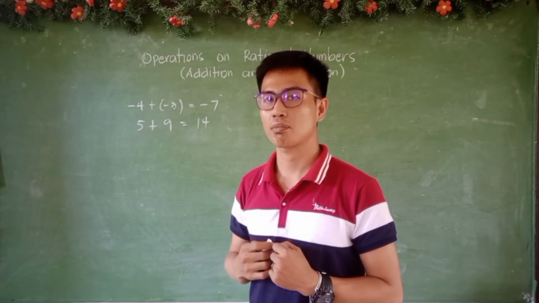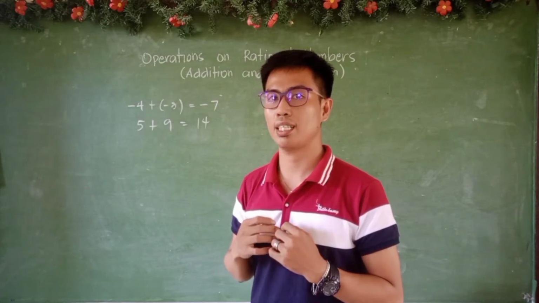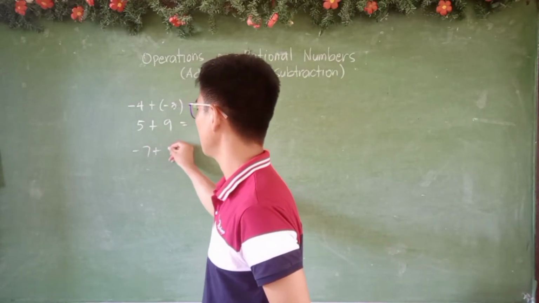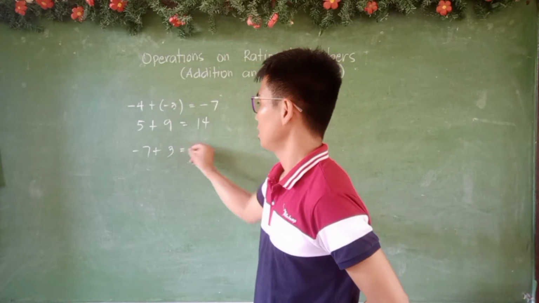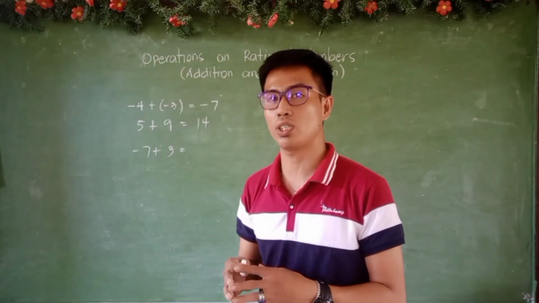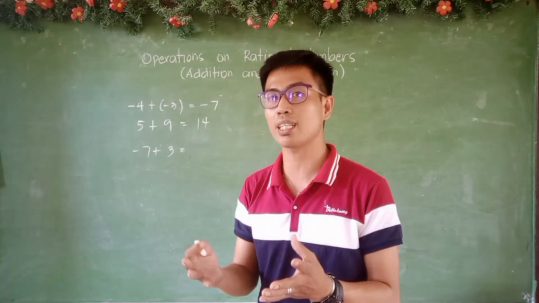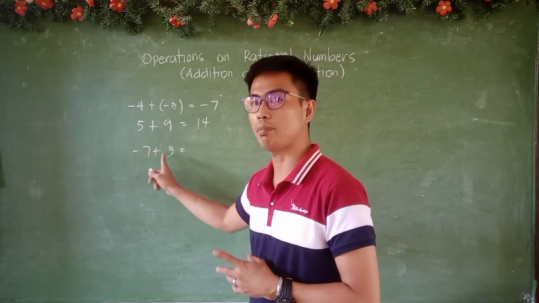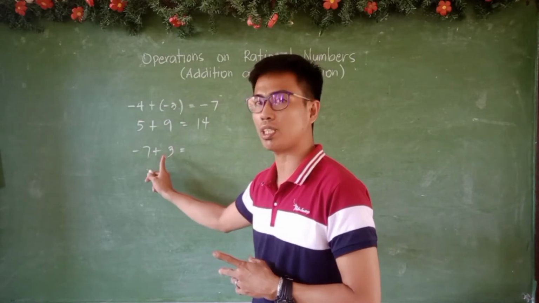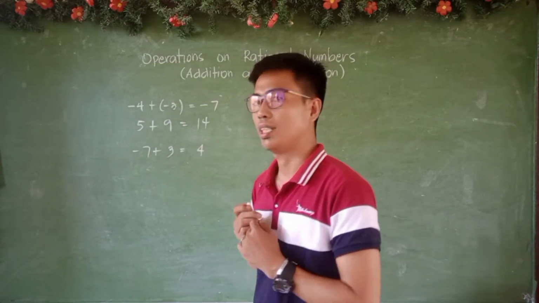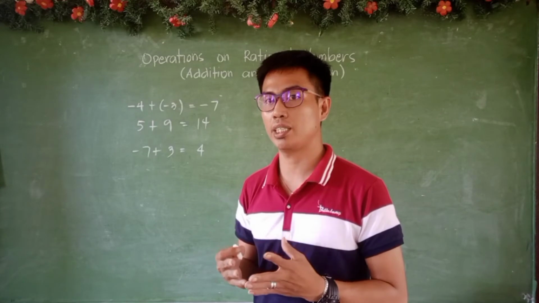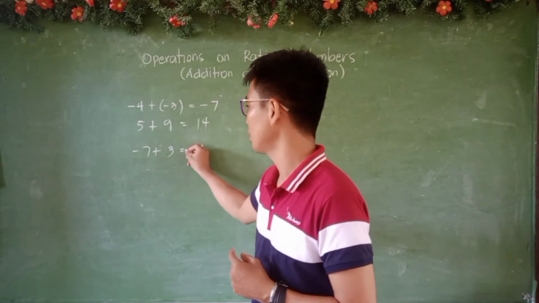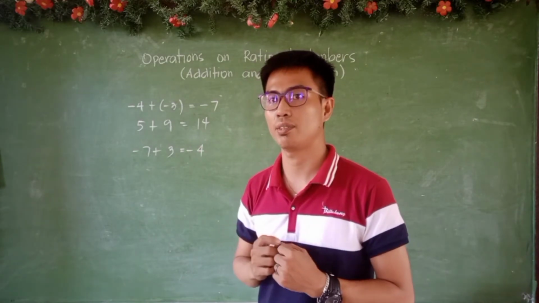While in adding different sign integers, let's say we have negative 7 plus 3. In adding different sign integers, you're going to subtract the numbers and copy the sign of the higher number. So we have here negative 7 plus 3. Subtracting 7 minus 3, the answer is 4. And then we're going to copy the sign of the higher number. So 7 and 3, the higher number is 7 and the sign is negative. So therefore, the answer is negative 4.